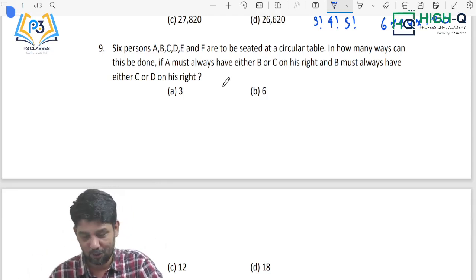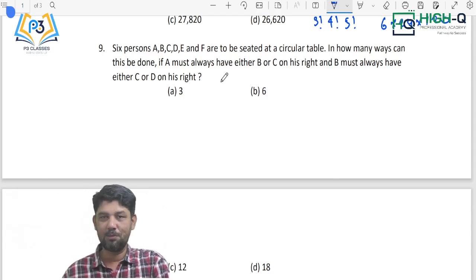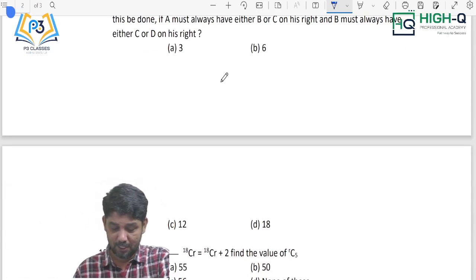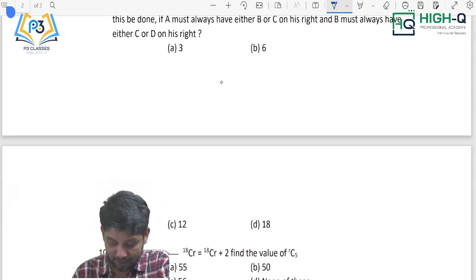Okay, fine. Look at this. So, what are the types of arrangements we have got? I'll tell you. It's a circular arrangement only. Okay, now look at this. It's a circular arrangement. Case number 1. Case number 1, the arrangement can be like this, my dear.